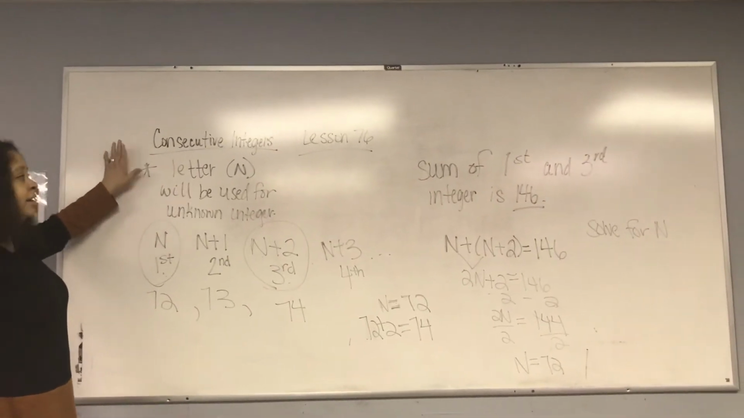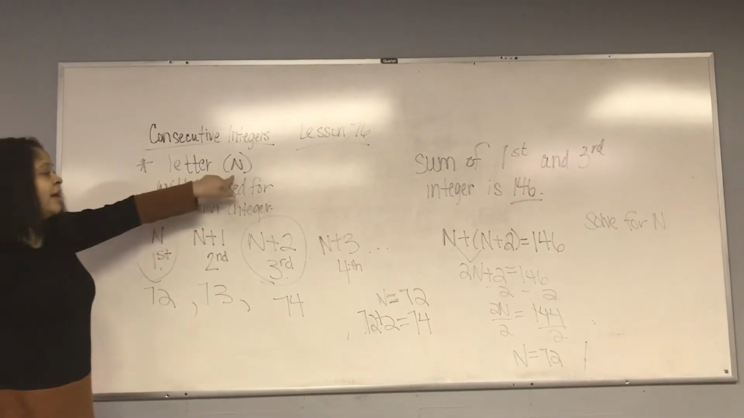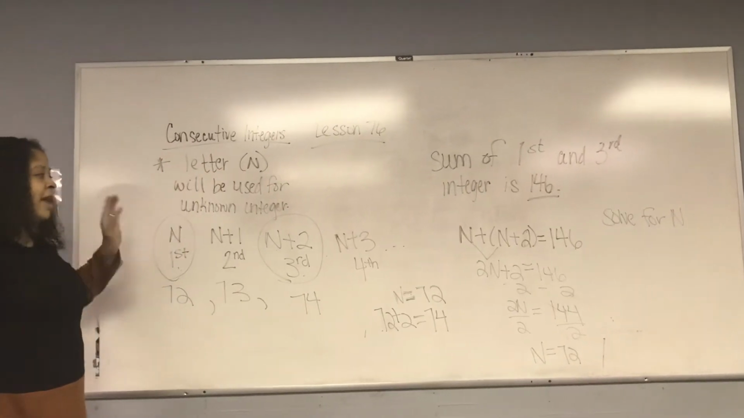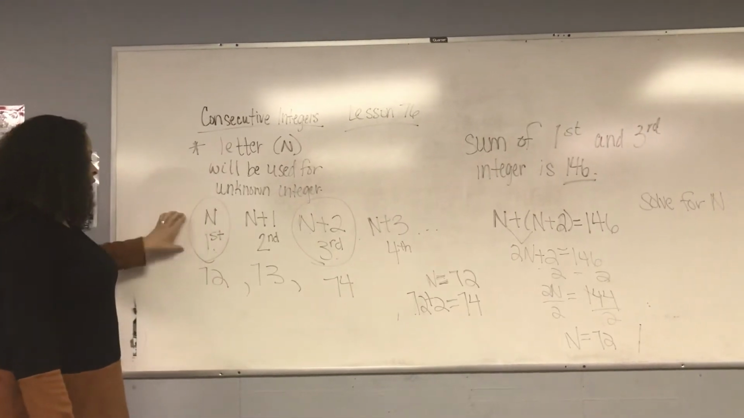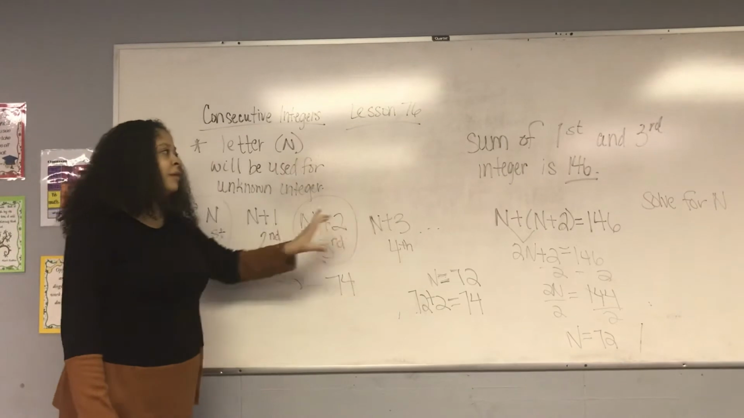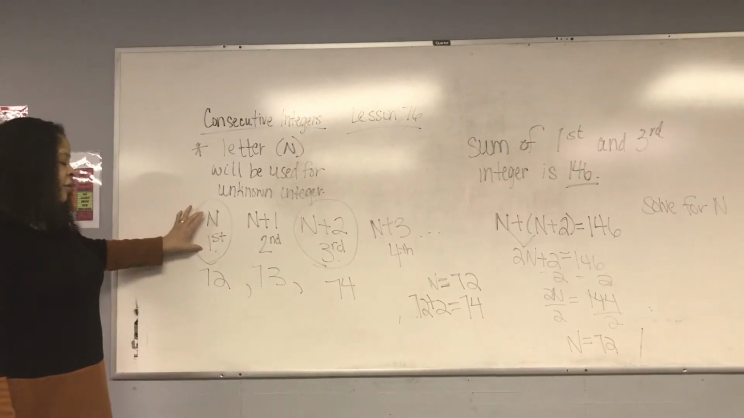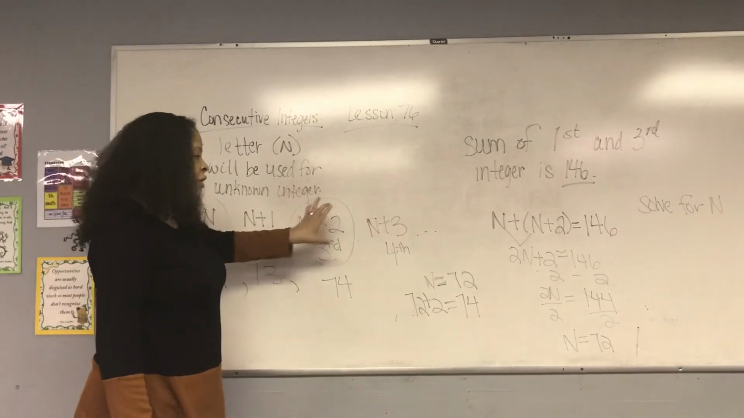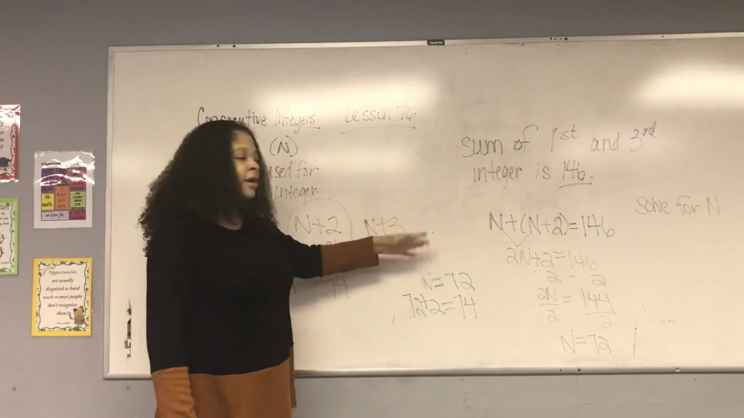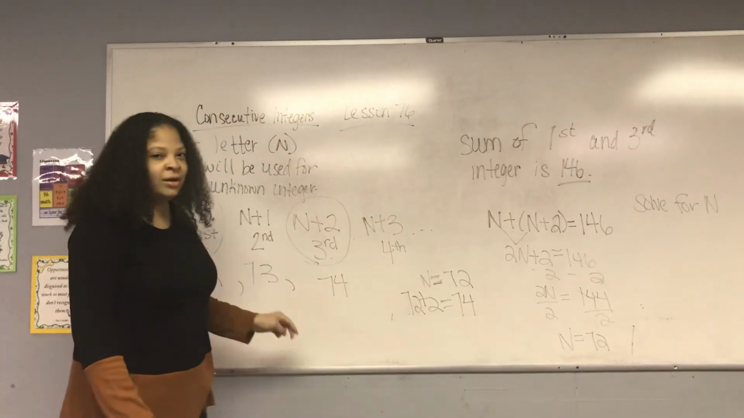Lesson 76 is on consecutive integers. We will use the letter N to find any unknown integer. There is a first, a second, a third, a fourth. That's what they mean by consecutive. They're going to use N for first, N plus 1 for second, N plus 2 for third, N plus 3 for fourth. And obviously, if you don't see a pattern, come on guys, we're old enough.